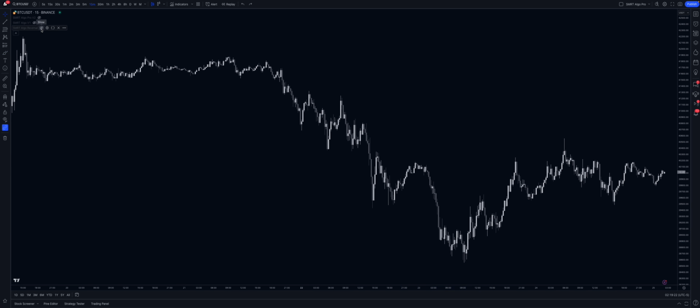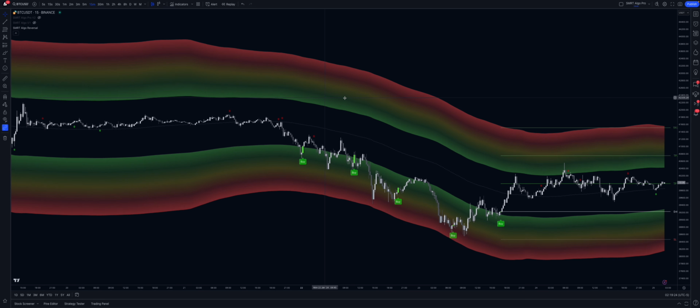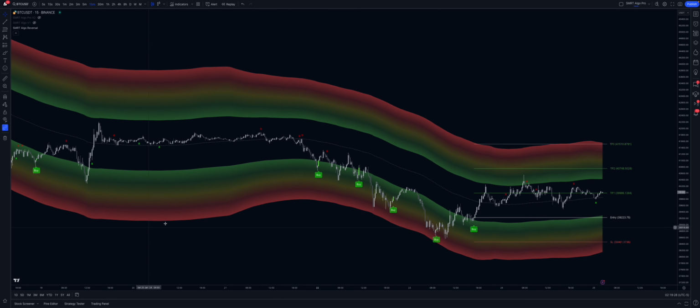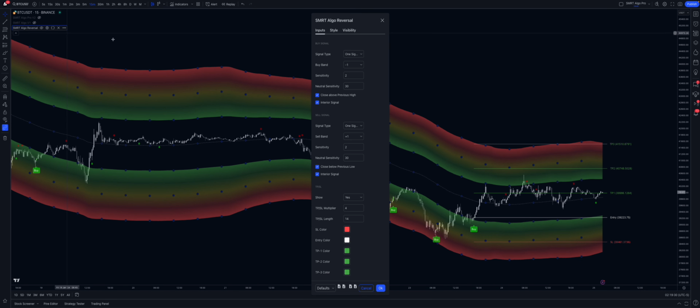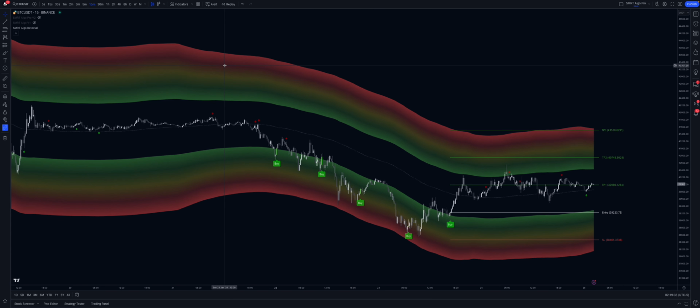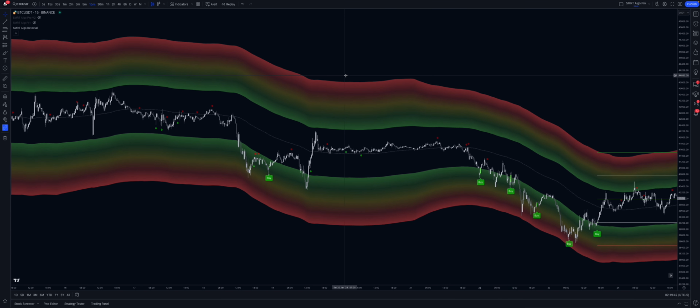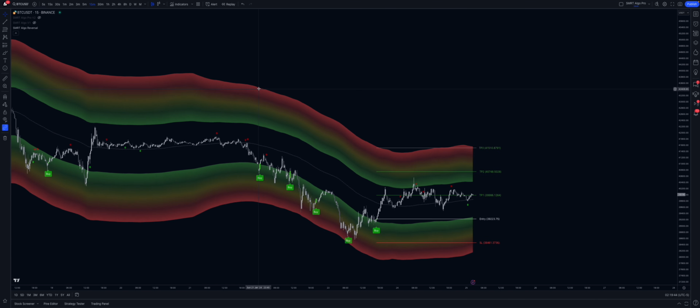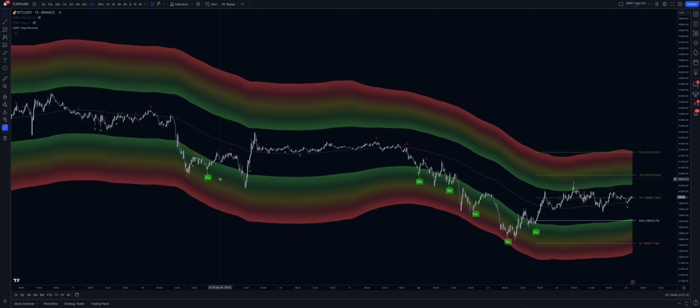Let me turn on the reversal indicator. By default, these lines, these bands won't be visible. You want to click on the gear icon, click on style, and activate these upper and lower bands. So the way it works is that when price enters these bands is where we would look for a buy or sell, which is where price is likely to reverse.